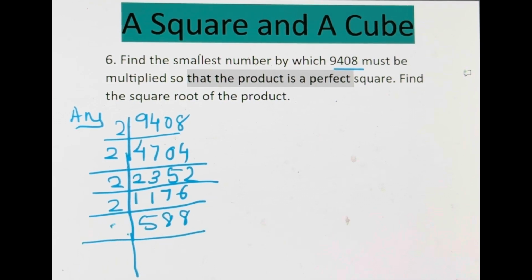This has so many prime factors. So again we take 2. 2 9s are 18. 2 4s are 8. Again we take 2. 2 1s are 2, 2 4s are 8, 2 7s are 14. 147.